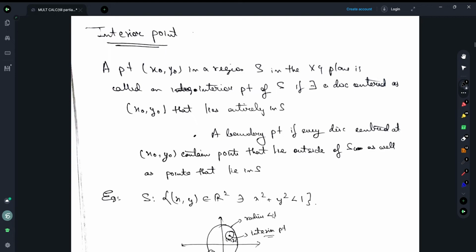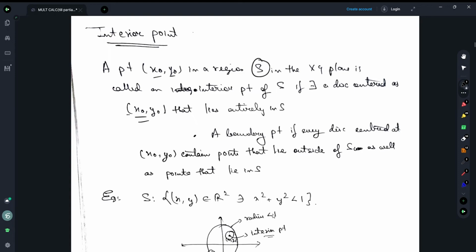Now let us come to the concept of interior point. What is the interior point? So you are given a region, and you take a point x0 y0, and since this is an ordered pair, this point must belong to the xy plane, obviously. So a point x0 y0 in a region S in the xy plane is called an interior point of S if there exists a disk centered at x0 y0 that lies entirely in S. Okay, what do I mean by this statement?